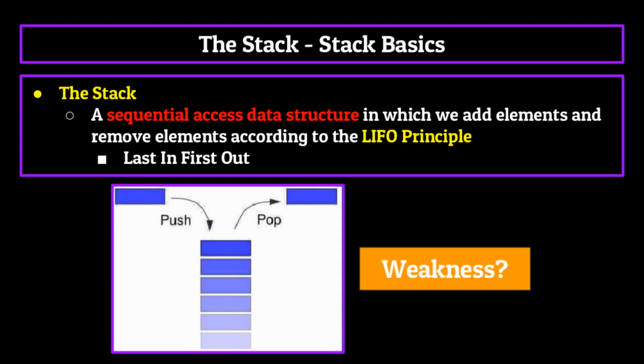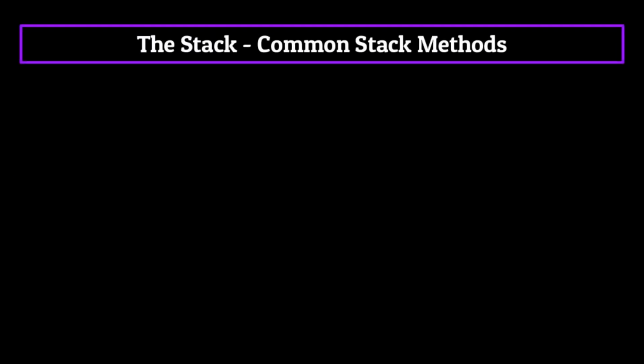This might seem like a weakness, limiting the flow of data to one single point, but remember what I said during the segment on time complexity. Many of these data structures have a built-in functionality which gives them an edge over the others, and the stack, with its LIFO property, is a prime example of that. Next up, let's talk about some of the methods commonly associated with the stack.